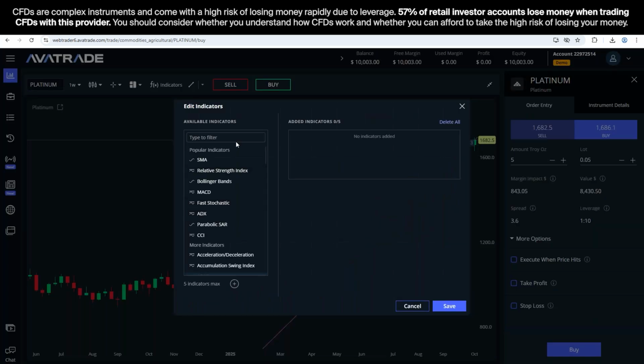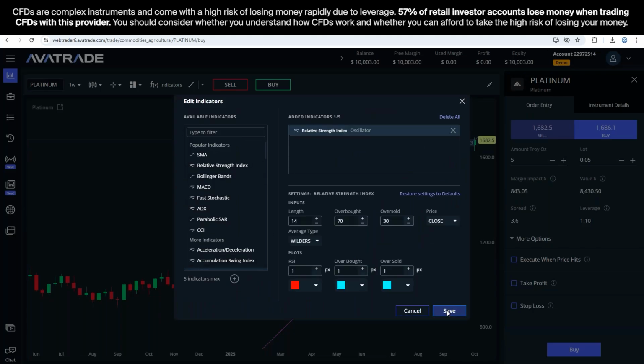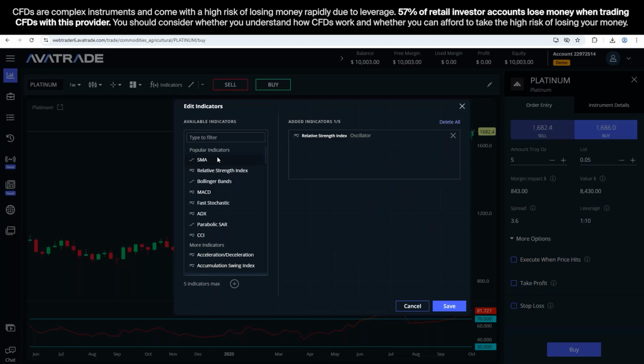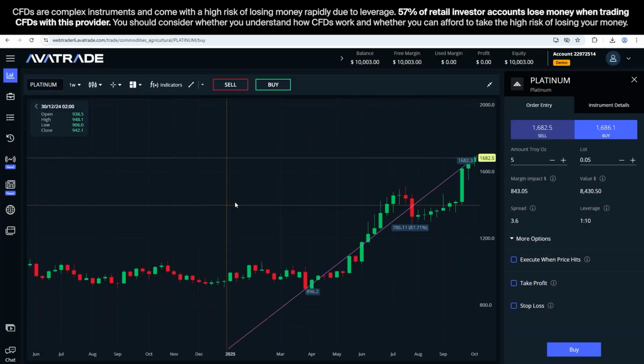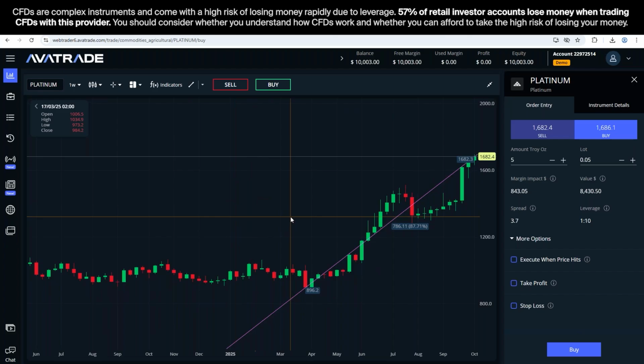In here, in the indicators, we can add an indicator. Just click and drag it to the right. Click save, and we're good to go. To remove it, click here, click on the X, click save, and it's done. Now, how do I begin? What's the next thing that I'm going to do here?